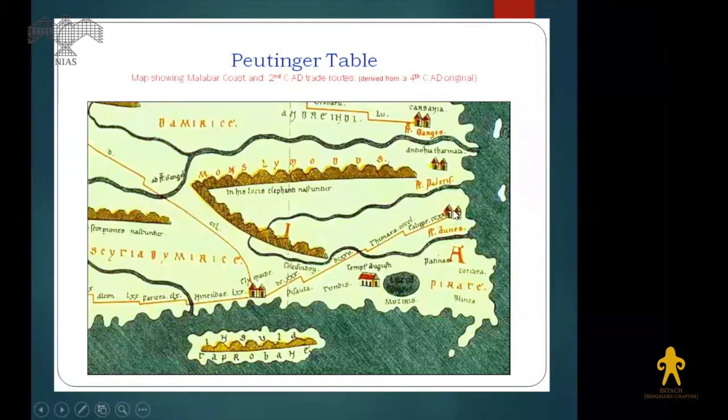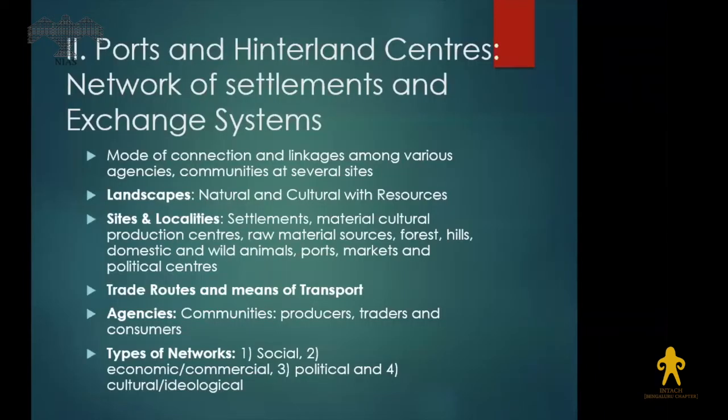And then you have Lacus Musiri's, Templum Augusti. Probably Musiri's was here. This is one of the earliest maps depicting India and the Tamil region. Now we are coming to the ports and hinterland centers. These developed in this particular period.